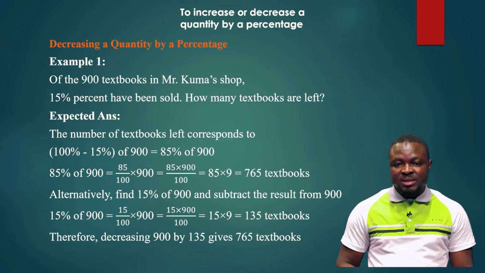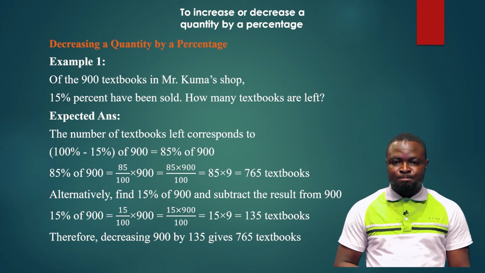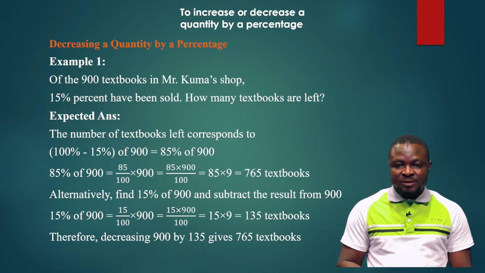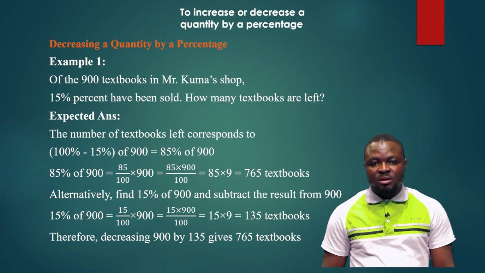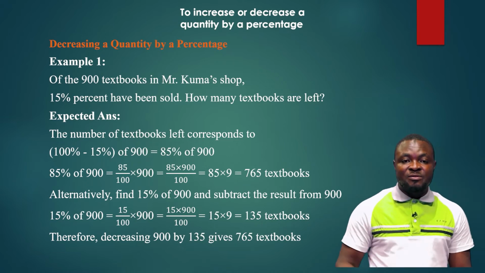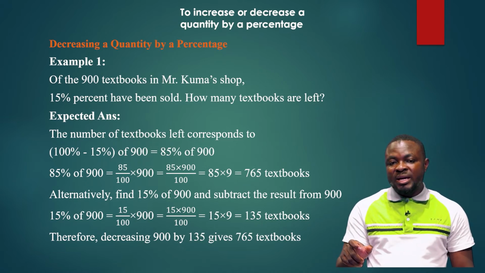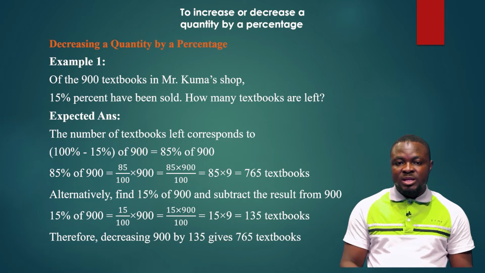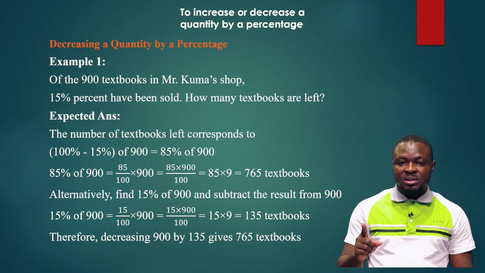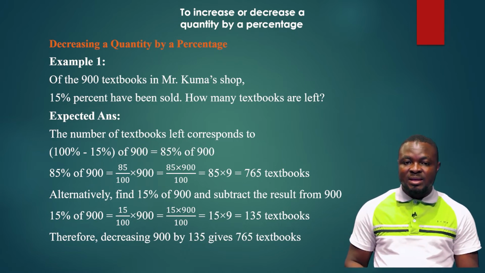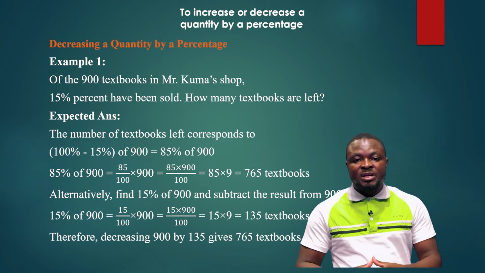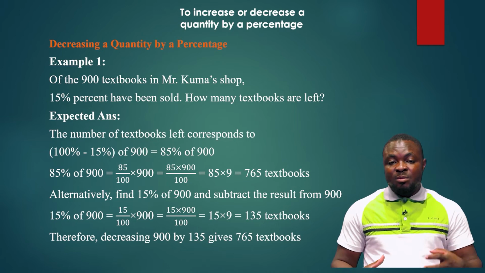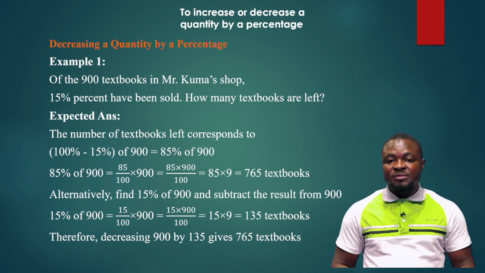So you take 100% minus 15%, and you end up with 85%. So to get the new quantity that is left, it is 85% of 900. And as usual, 85% is 85 over 100 times 900. So you take the whole number 900, multiply by the numerator, which is 85, and divide by 100. Look out for the zeros. You see 900 is carrying 2 zeros, 100 carries 2 zeros. They will cancel out, giving us 85 times 9. And the result is 765 textbooks. So it means that the number of textbooks has reduced from 900 to 765.